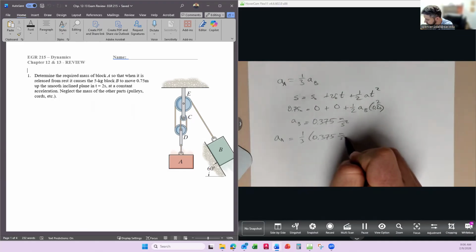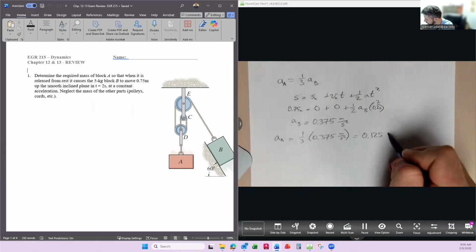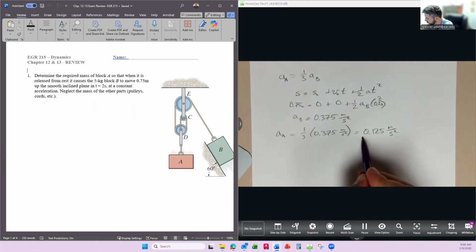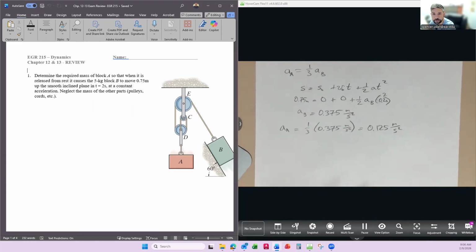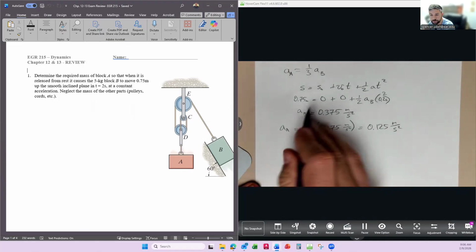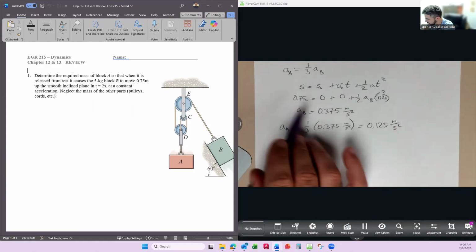So that is going to come out to be 0.125, 1/8 of a meter per second squared versus 1/3. Okay, so far, so good. We've got this constant acceleration for A, and they wanted us to find the mass of A. So now we get to do our good old chapter 13 stuff, right? This is kind of the chapter 12, constant acceleration, pull out the right equations, use our pulley idea.